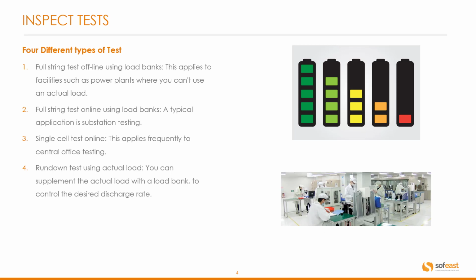So there are 4 different types of test. 1. There's a full string test offline using load banks. This applies to facilities such as power plants where you can't use an actual load. 2. A full string test online using load banks. A typical application is substation testing.